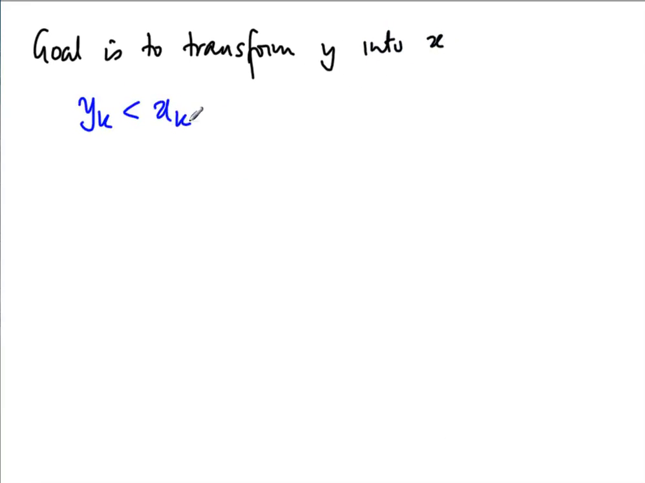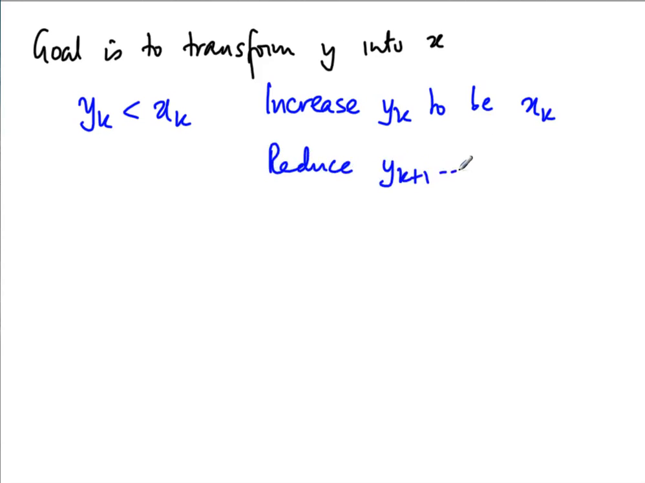So remember that our goal is to transform y into x. Now we have found the first position where x and y disagree, and we have that yk is less than xk. So what we will do is increase yk to be the same as xk. Now the total quantity in y has gone up because you have increased it, and so now you will reduce yk plus 1 up to yn to restore feasibility.